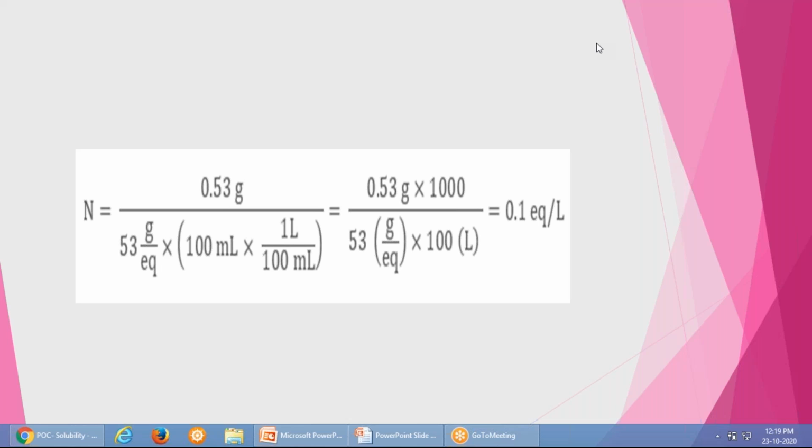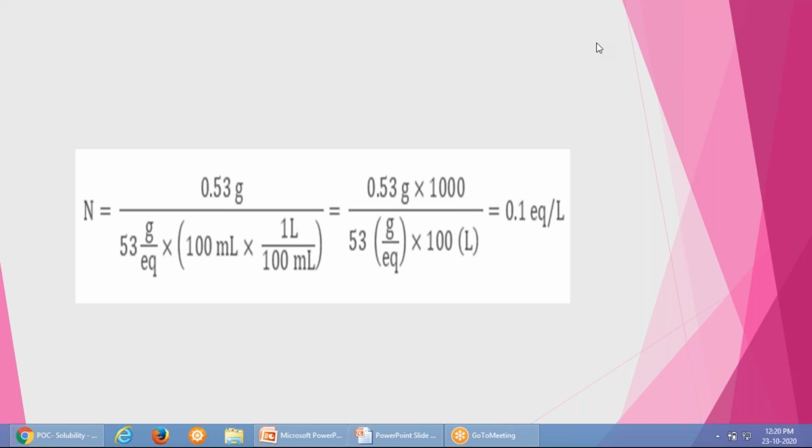In the laboratory, we have oxalic acid dihydrate. So what will be the oxalic acid dihydrate molecular formula? Dihydrate means 2 molecules of water. 126. Yes, 126 grams is the molecular weight of oxalic acid dihydrate.